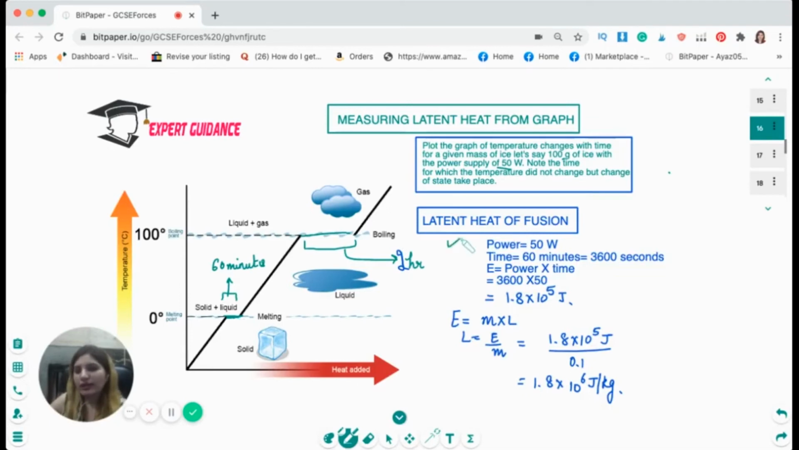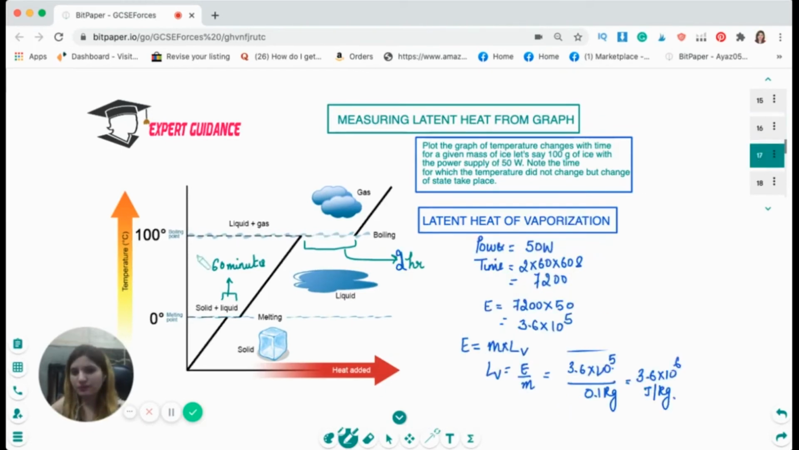Now how do we work out the latent heat of fusion? Now we know power is 50 watts, time is 60 minutes. When we are talking about melting, it takes 60 minutes to melt, which is 3600 seconds. So energy is 3600 times 50, which is 1.8 times 10^5 joules of energy transferred in that time. Now energy is m times the latent heat. The latent heat is energy divided by mass. So 1.8 times 10^5 divided by 0.1 gives 1.8 times 10^6 joules per kilogram as the latent heat of fusion.